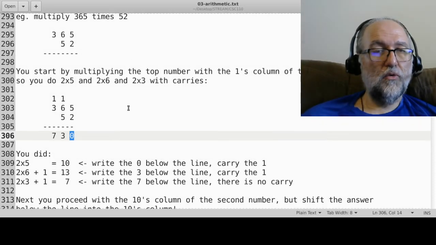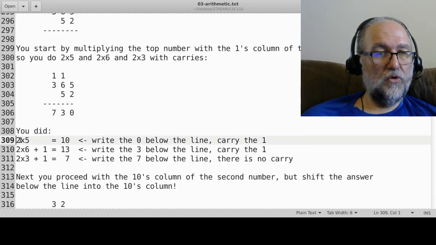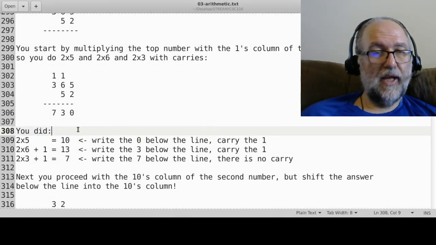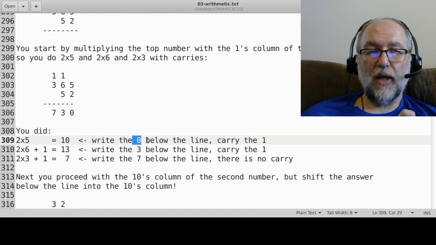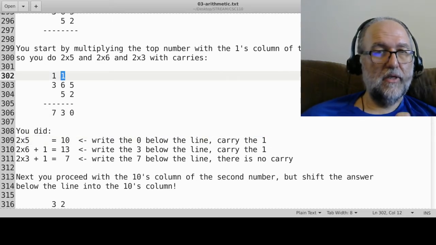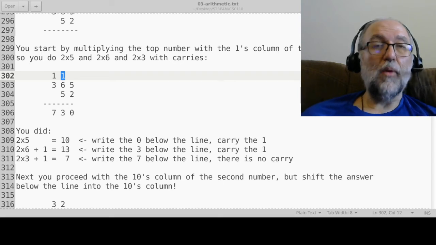So over here, in the first column, you do 2 times 5, and you get 10. I should say 10 now, because this is decimal. Okay, so you do 2 times 5, and you get 10. And what do you do with that 10? You write the 0 below the line. There it is. And you carry the 1. There it is.